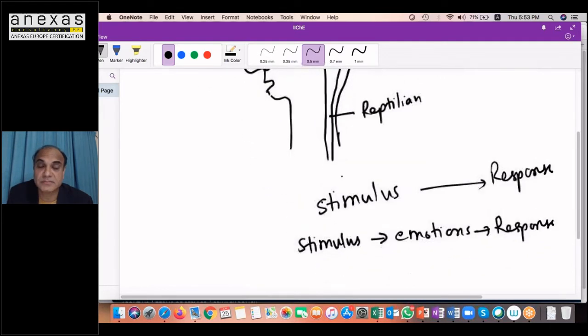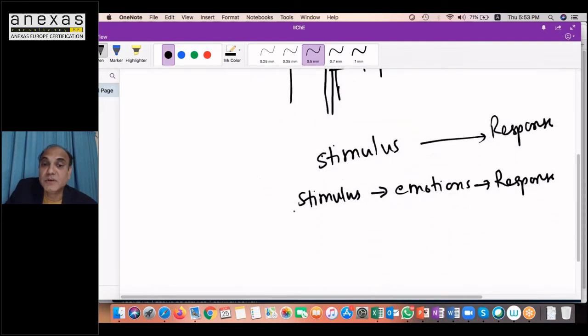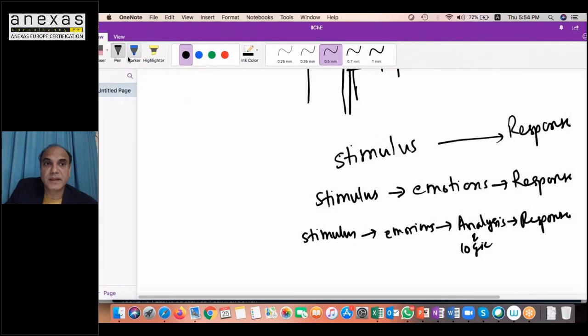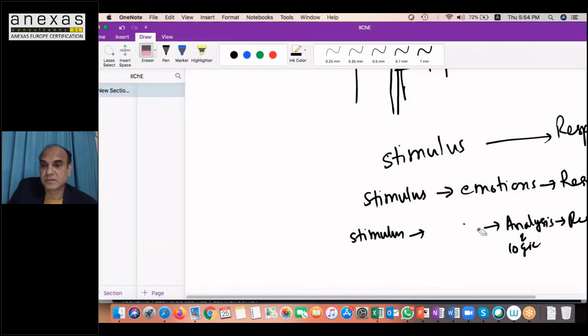And the human brain is what? Only human beings have it. It's very small. It's still developing. So you have a stimulus, then emotions will always be there, but more importantly, logic. And then the response. Or I would rather say, if I'm explaining the human brain, I will eliminate the emotions part also. It doesn't play much role.